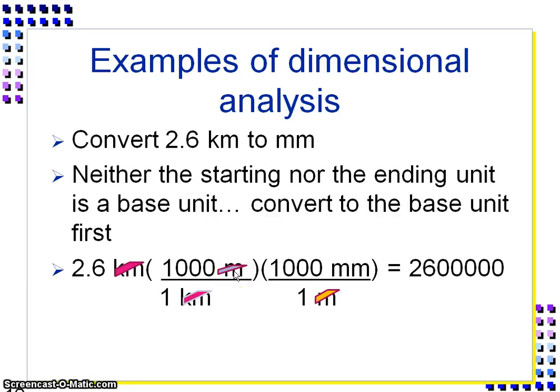Now I need to do a second step. I need to change meters into millimeters because the question really wants me to end up in millimeters. So I've got meters on top. In my next step, I put meters on the bottom. I put millimeters on top. I have to ask myself which unit is bigger, meter or millimeter. Meters is bigger, so the 1 goes on the bottom where meters is. Milli means 1,000, so the 1,000 goes on top. So to solve, it's 2.6 times 1,000 times 1,000, and you would divide by anything on the bottom. So this is my final answer in millimeters.